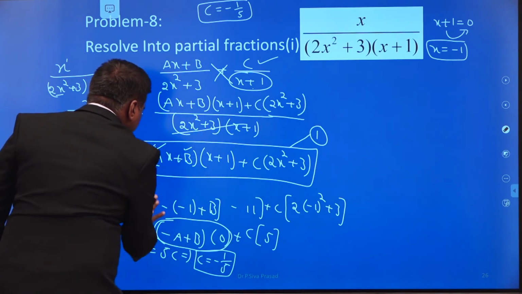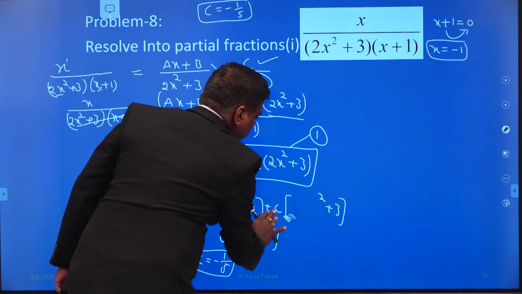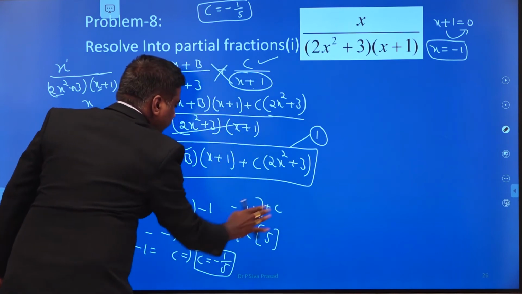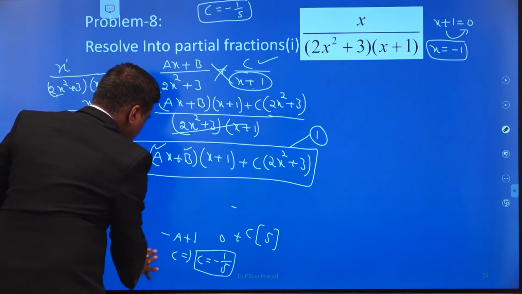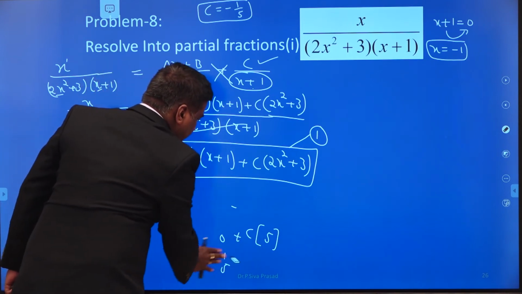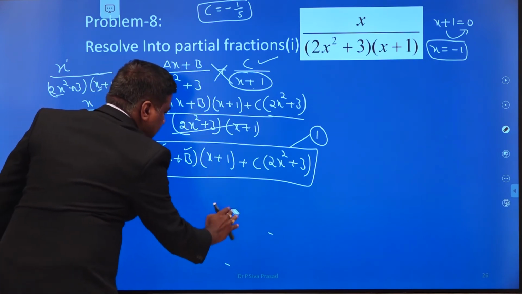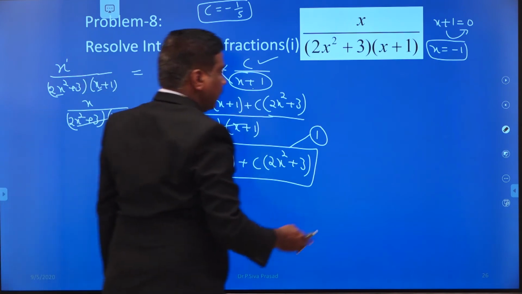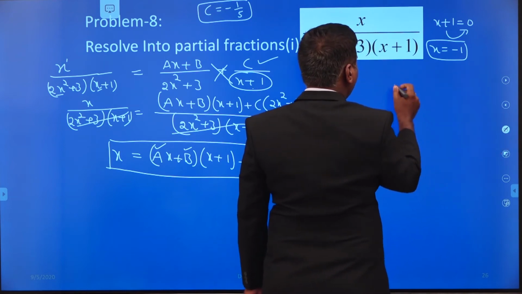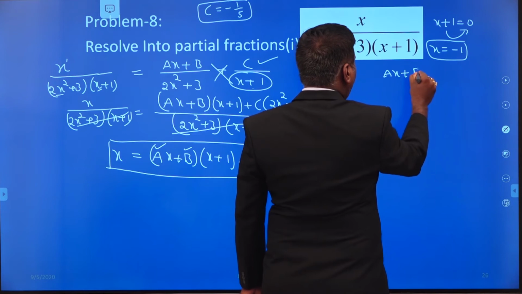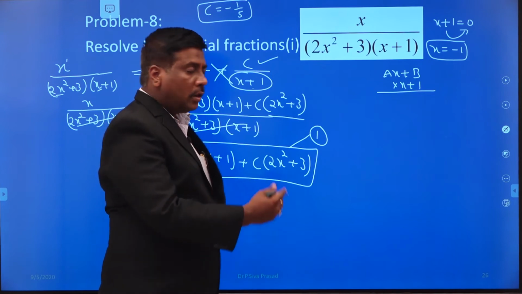Let us multiply the factors, that is x plus b into x plus 1. Simply I have to multiply these terms, x plus b into x plus 1. Have to do that multiplication. That I have already done in the previous classes.